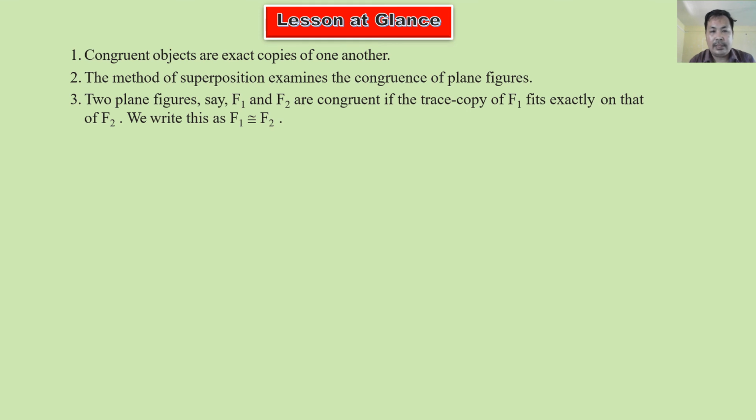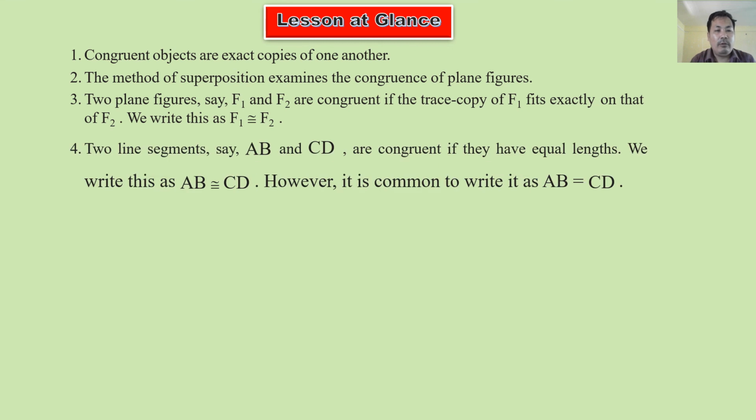The symbol you should understand, okay? Congruency symbol. Then fourth, we have two line segments AB and CD are congruent if they have equal length. We write this as AB is congruent to CD. However, it is common to write it as AB is equal to CD. Yes, we write AB is equal to CD when they have the same length.